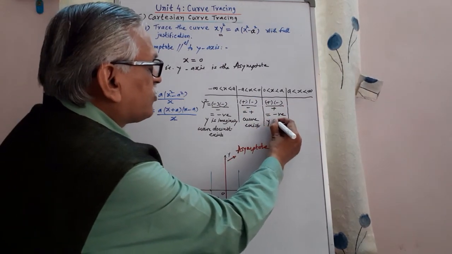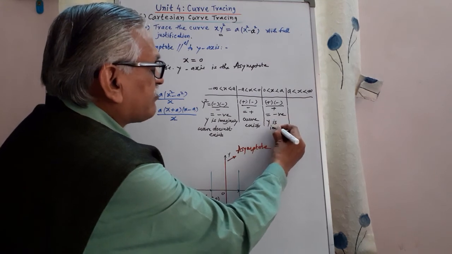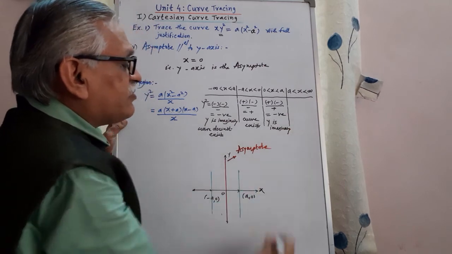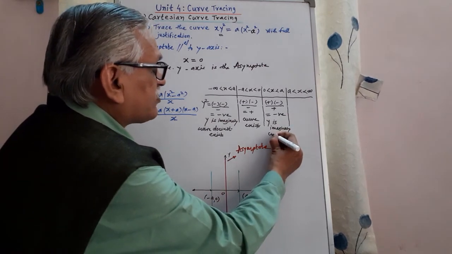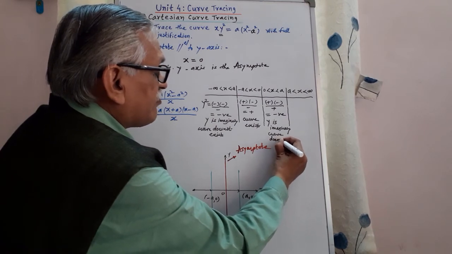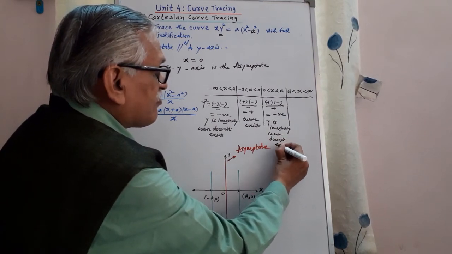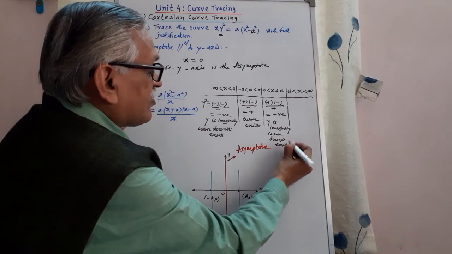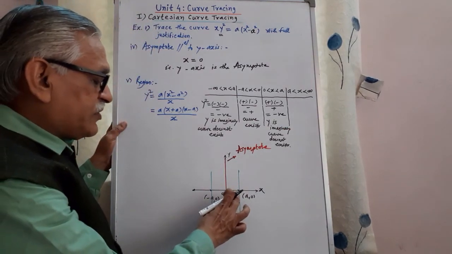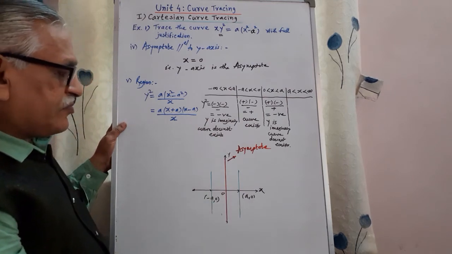and as y square is negative, if we take a square root, y becomes imaginary, and as y is imaginary, the curve does not exist. Okay, means no portion of the curve exists between this 0 to a.